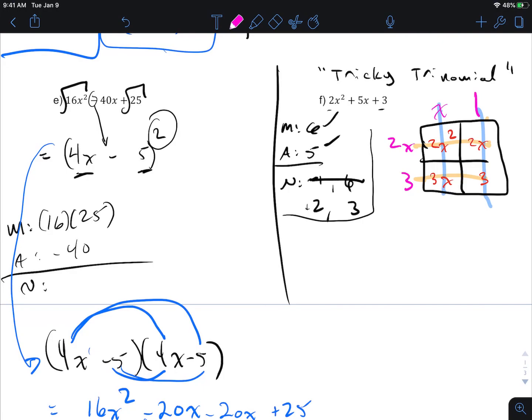Right? Now I have to fill in the inside of the table to get the signs, right? So I'm going to do the signs last. Now the nice thing about this one is everything's positive, so there are no negatives in here. So your factors are going to be 2x plus 3 multiplied by x plus 1. That's your answer. Okay? Any questions?